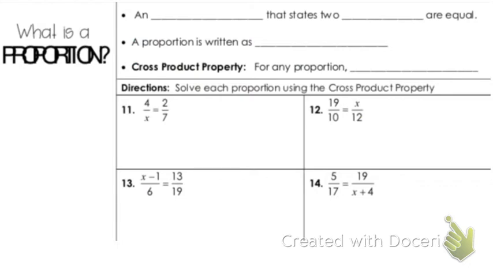All right. What is a proportion? Going into our last page of the notes for this section. A proportion is an equation that states two ratios are equal. So we have two ratios, and we say they're equal.